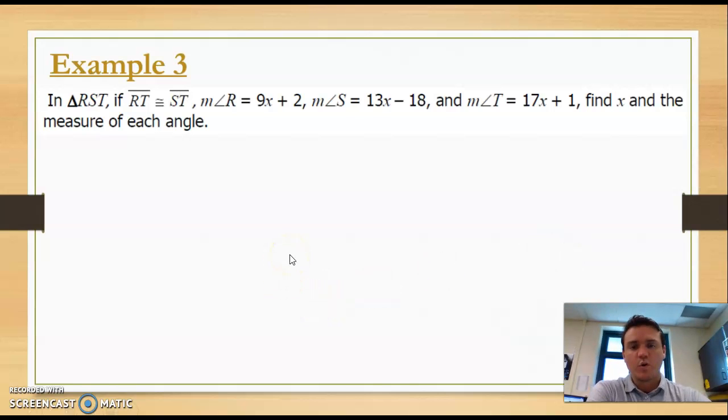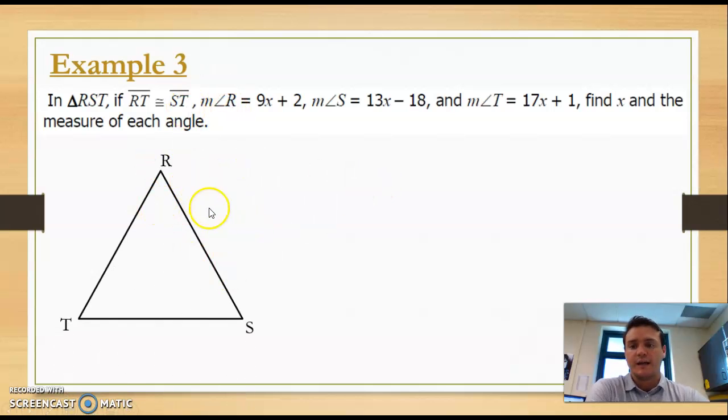This is going to be more of a word problem, so you'll see a couple of these on the assignment. So it starts off, it says, in triangle RST. Right away, just by this very first part, if we don't have a picture, you should be able to draw a picture. And it doesn't matter how you label the triangle, any way that you label it, you should still be able to interpret all of this information the same way.